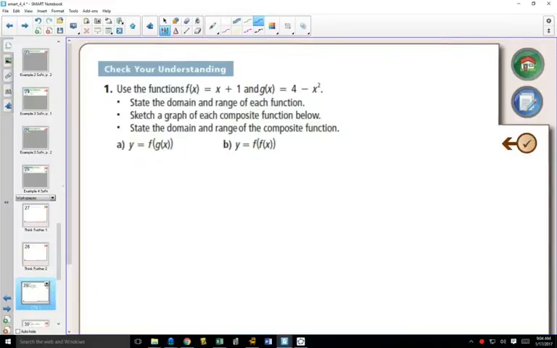So we've got two functions. It says state the domain and range of each function, sketch the graph of each composite function, and then state the domain and range of each composite function. So if we were starting off, and I guess we'll color code these again, we'll make g of x in blue, f of x in green.